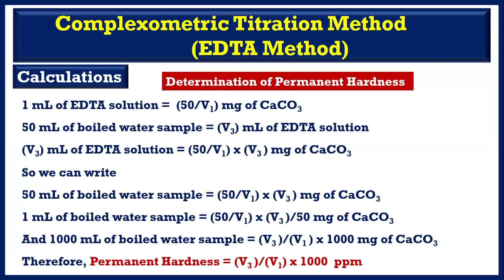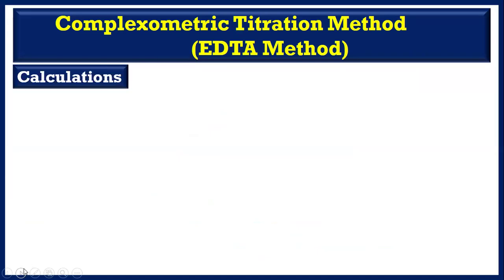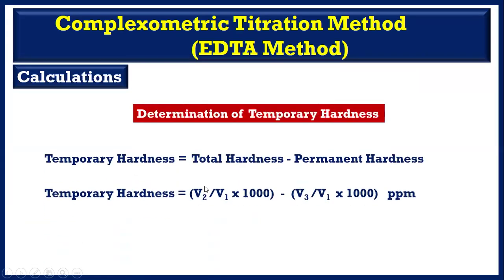Why did we convert it into 1000 ml? Because we have to express the hardness in ppm. That is why we multiply it by 1000. So permanent hardness is V3 by V1 into 1000 ppm. And what about the temporary hardness? We know the temporary hardness is equal to total hardness minus permanent hardness. So here the temporary hardness is equal to V2 by V1 into 1000 minus V3 by V1 into 1000 ppm. So this is the temporary hardness.